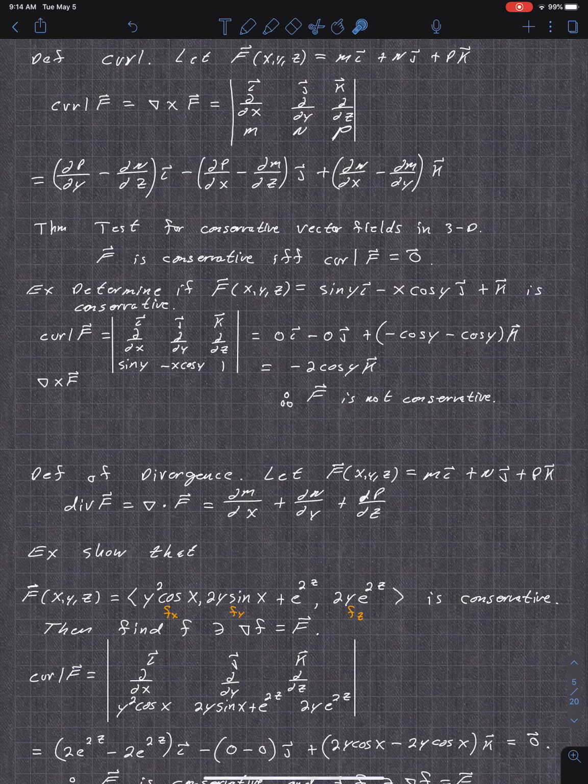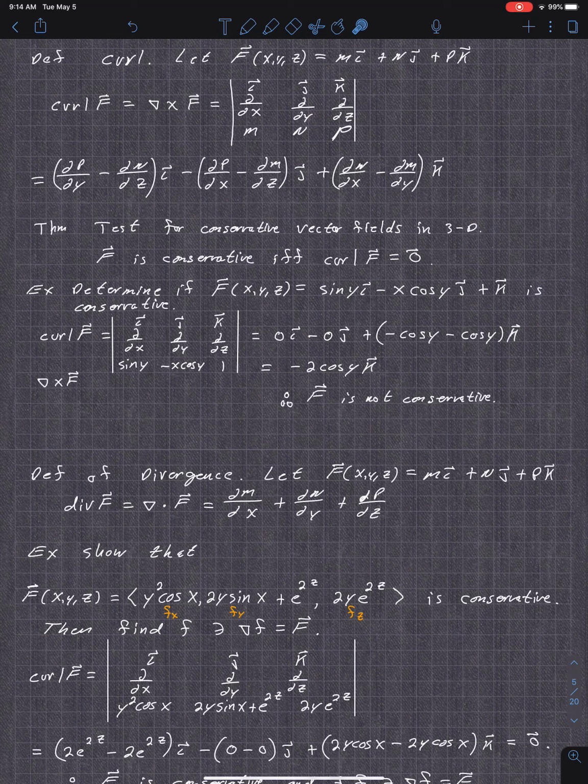All right, so this is used for a couple things. It's used in some theorems we're going to do. It's also used in testing for conservative vector fields. So here's a theorem for the test for a conservative vector field in 3D. F is conservative if and only if the curl of F is equal to 0. So if the curl is 0, F is conservative.